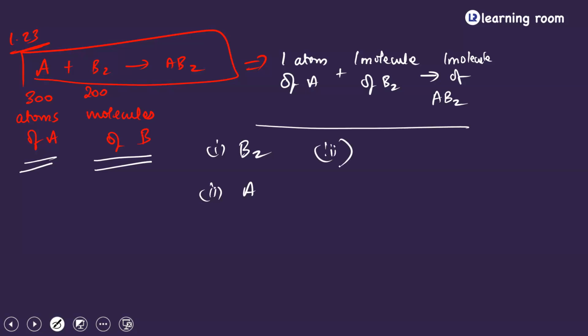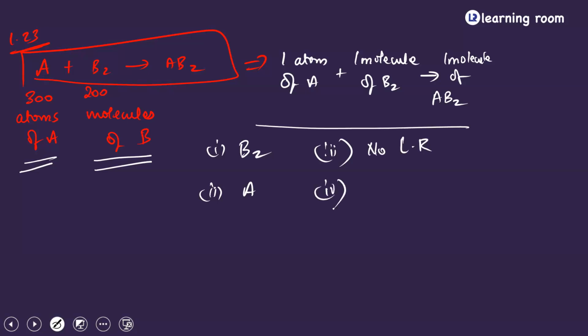And go to the third one. 5 moles of A reacts with 2.5 moles of B. So 100 atoms of A reacts with 100 molecules of B. Who is the limiting reagent? No limiting reagent. One atom of A reacts with 1 molecule of B. So 100 atoms of A reacts with 100 molecules of B. So there is no limiting reagent. Is that clear? Okay, so no limiting reagent in the third case.